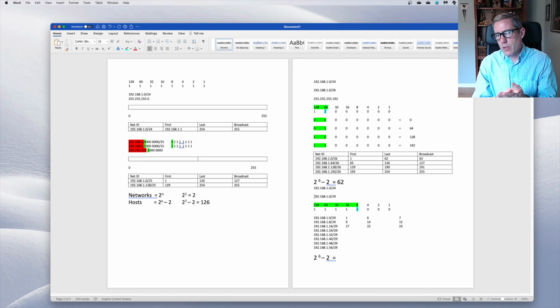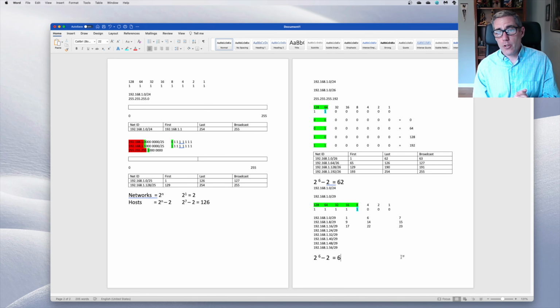We have 32 networks. How many hosts do we have? 2 times 2 is 4, times 2 is 8. Minus 2 is 6. 1 through 6 we have here. 9 through 14. We can keep going and going. We have 6 hosts on each network.